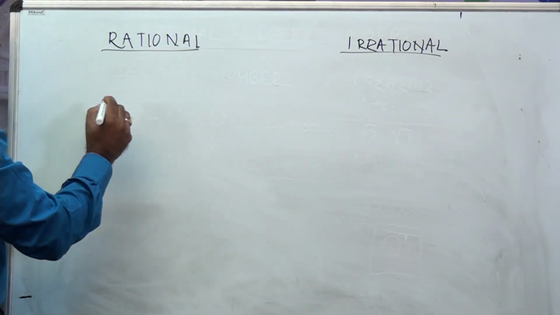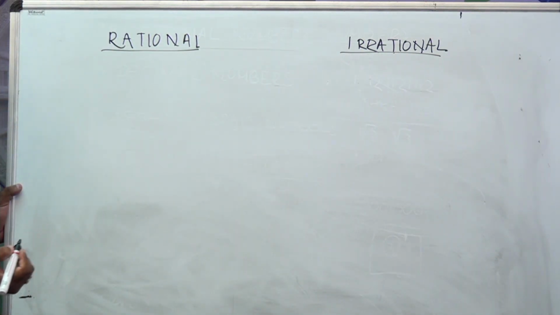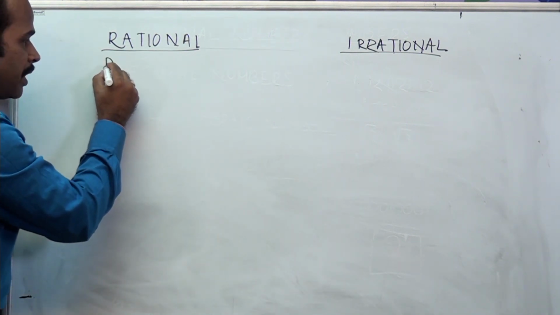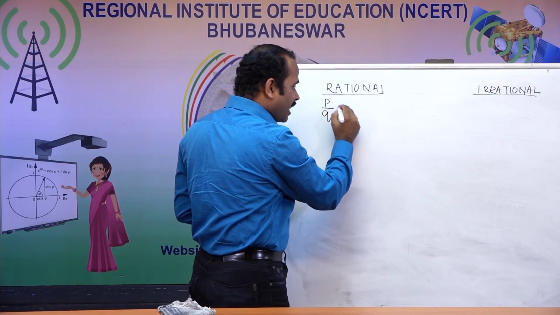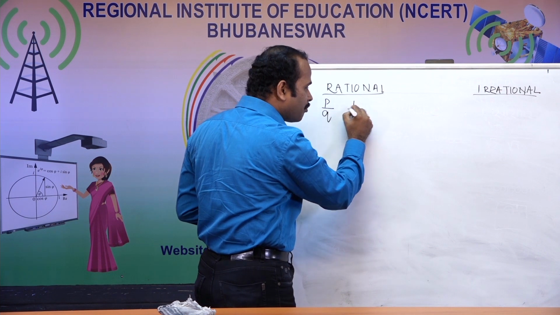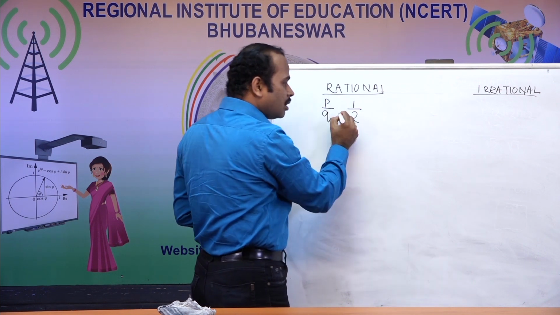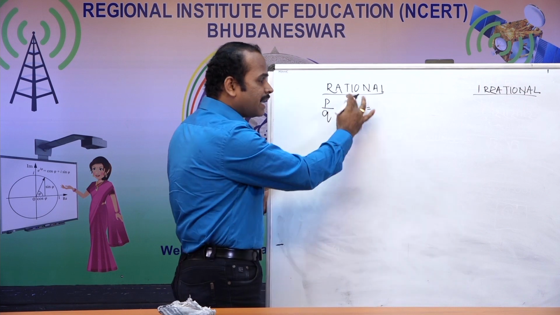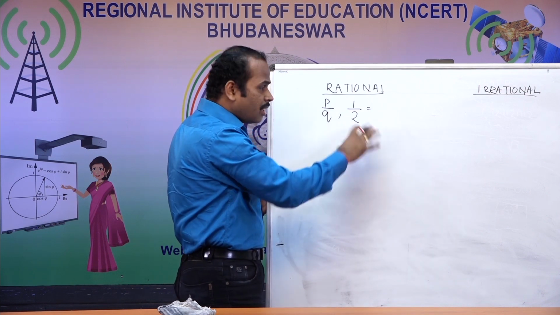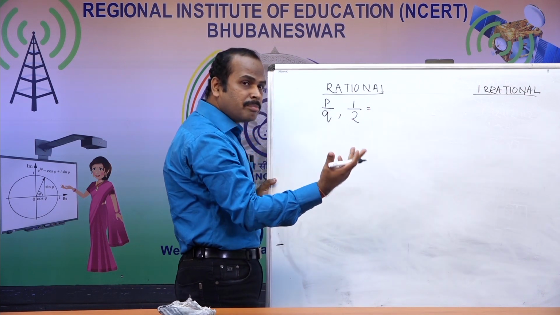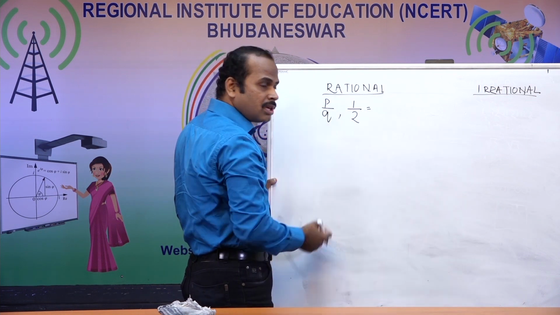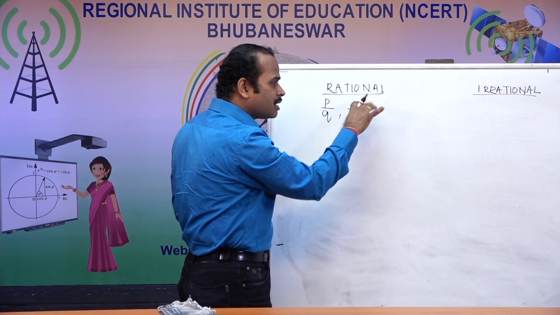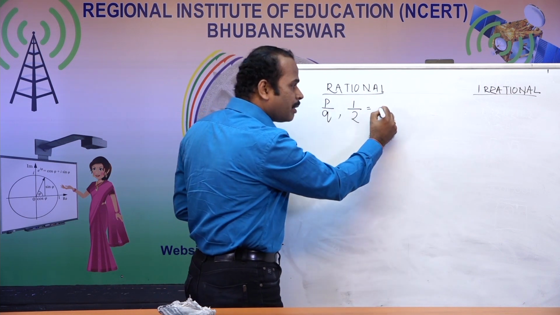A rational number is always written in the form p by q. For example, suppose I write 1 by 2. How will I write 1 by 2 in decimal form? For converting into decimal, I can use many different ways. Actually, I can divide 1 by 2 in a long division process, and I will find it is 0.5.